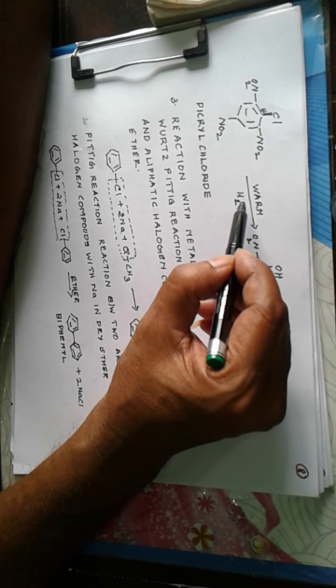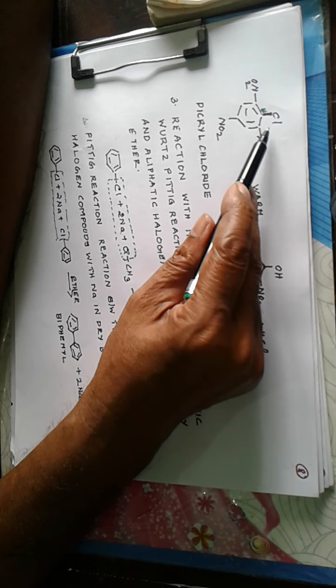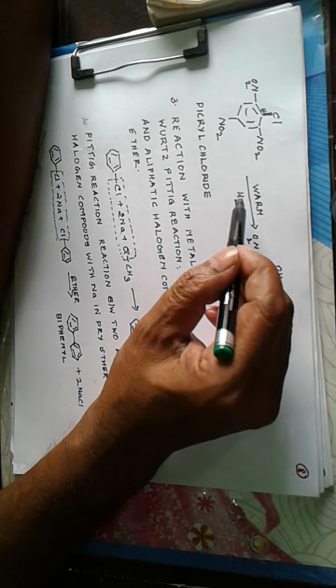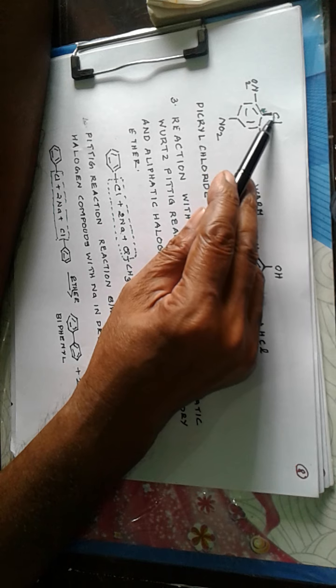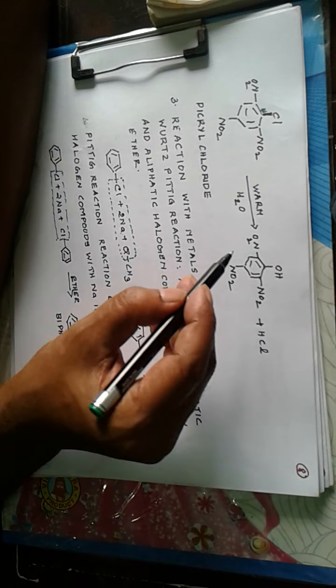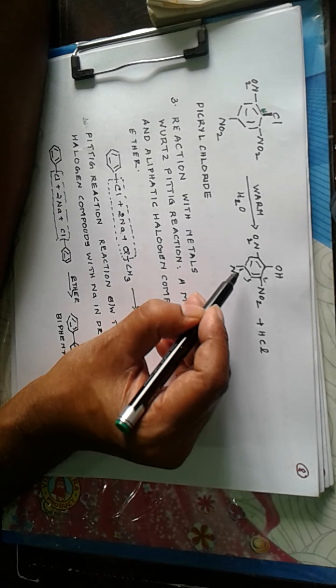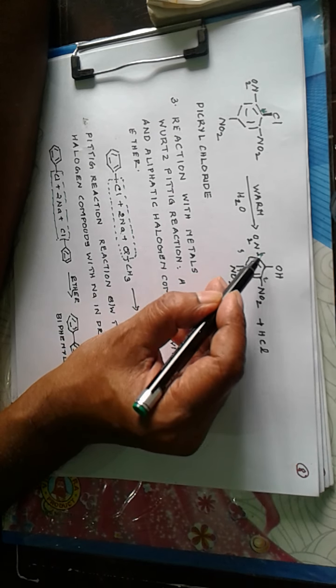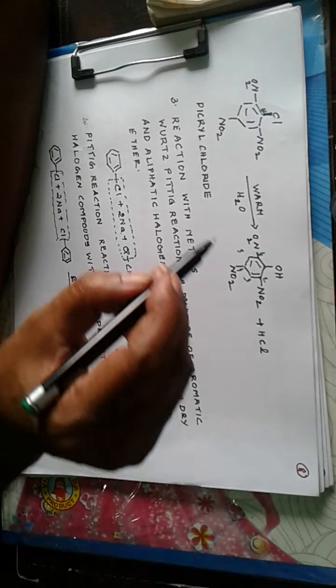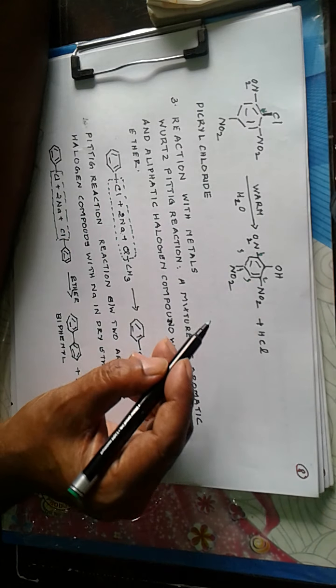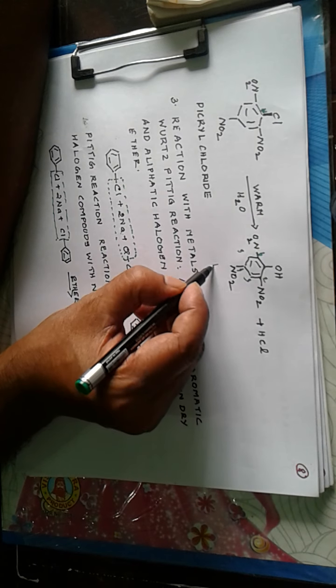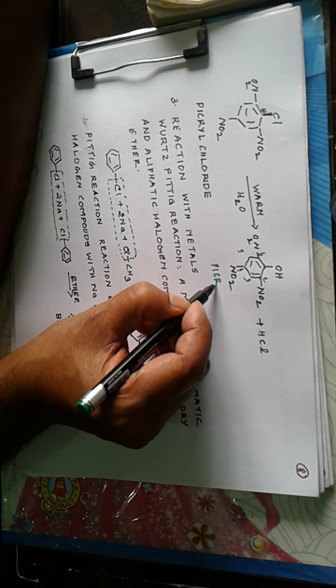So H of water combines with Cl producing HCl, and OH of water takes the place of Cl, and we get 2,4,6-trinitrophenol. This starting compound is called picryl chloride, and this compound is called picric acid.